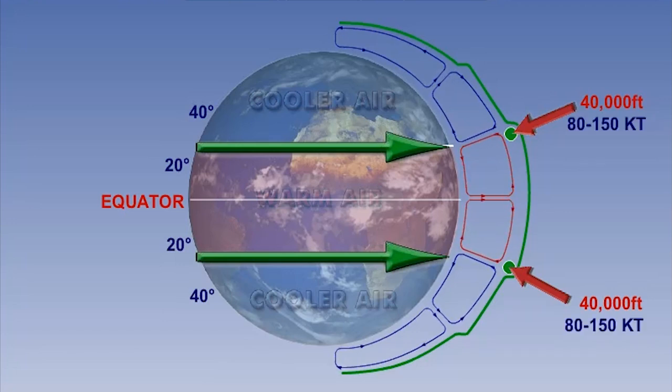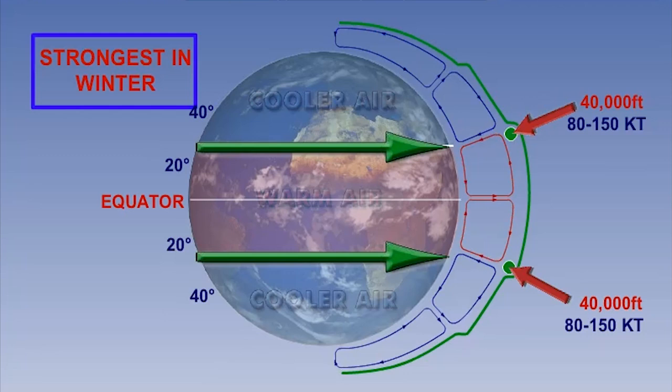Their average speed is approximately 80 to 150 knots, but this changes with season and location. In summer, the relative temperature difference between the equatorial air and temperate air is small, but in winter the temperature difference is much more pronounced. If you remember, the greater the temperature differences, the greater the speed of the upper wind. So in general, the speed of these jets gets faster in winter and slower in summer.